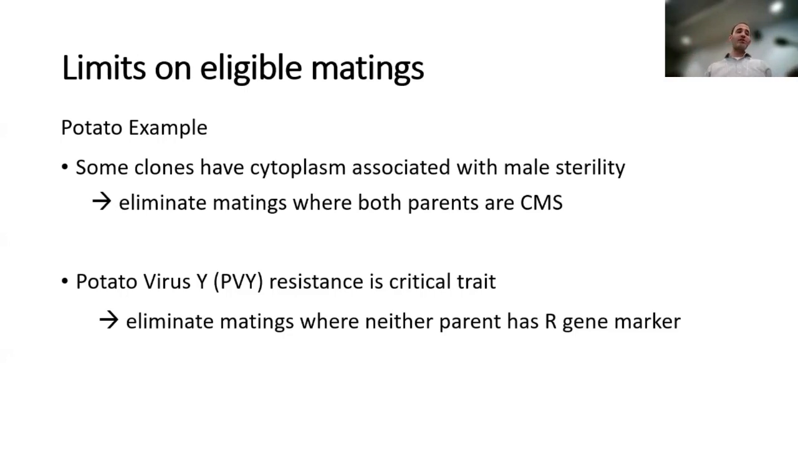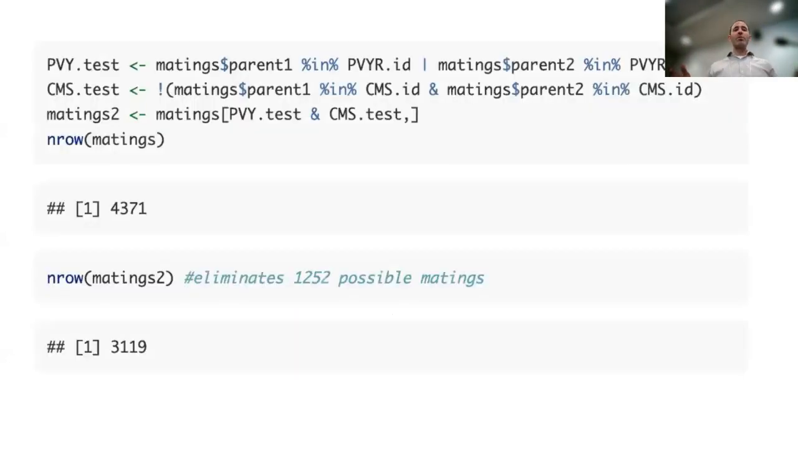And also this PVY resistance is like a must-have trait for us. I don't want any matings where neither parent has the resistance. At least one of the parents has to have the resistance, and ideally both, because then I get even higher frequencies in the offspring. So it's a couple lines of code to do that.